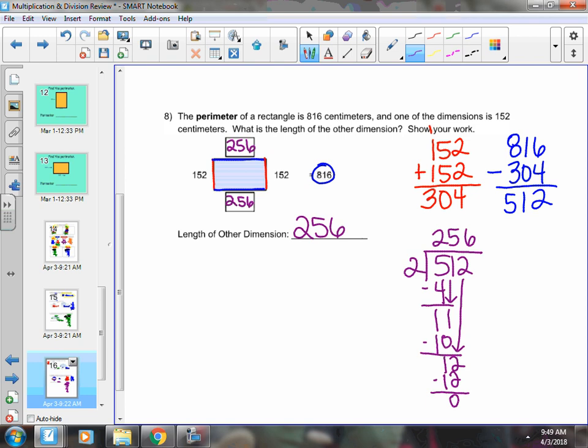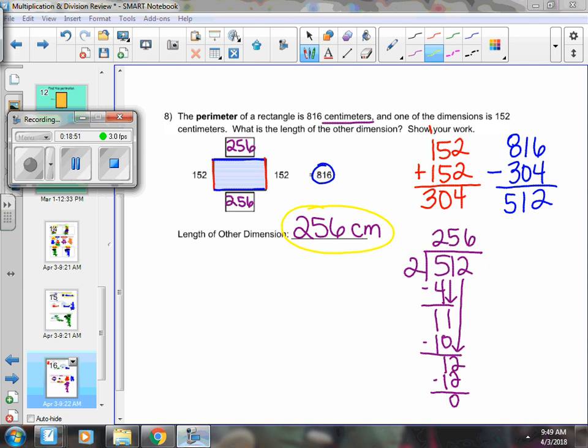I've got to look back up in the problem. I don't even remember if they talked about feet or inches or what. And if you look back up, you can tell that it's centimeters. So it needs to be labeled cm, because it's just the length of the side. So it's just plain centimeters. All right, on to the last page.